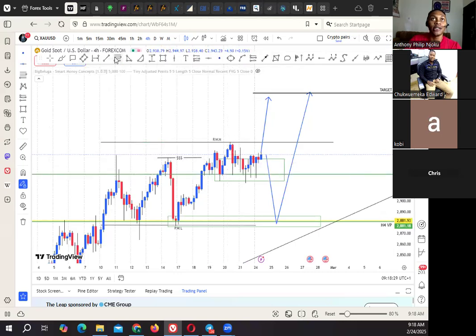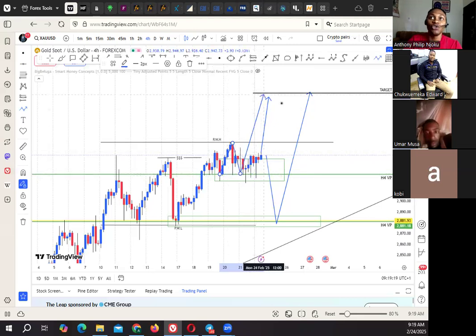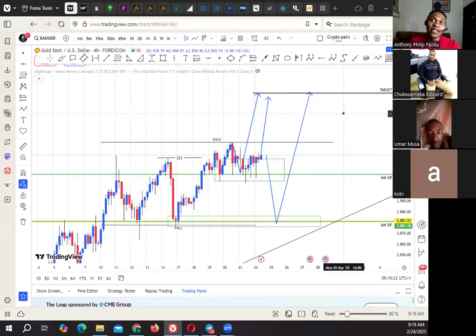So you see over here, the market broke this high with this candle, okay? This high was broken. So there is a high chance that this is the demand zone it wants to use to go up.